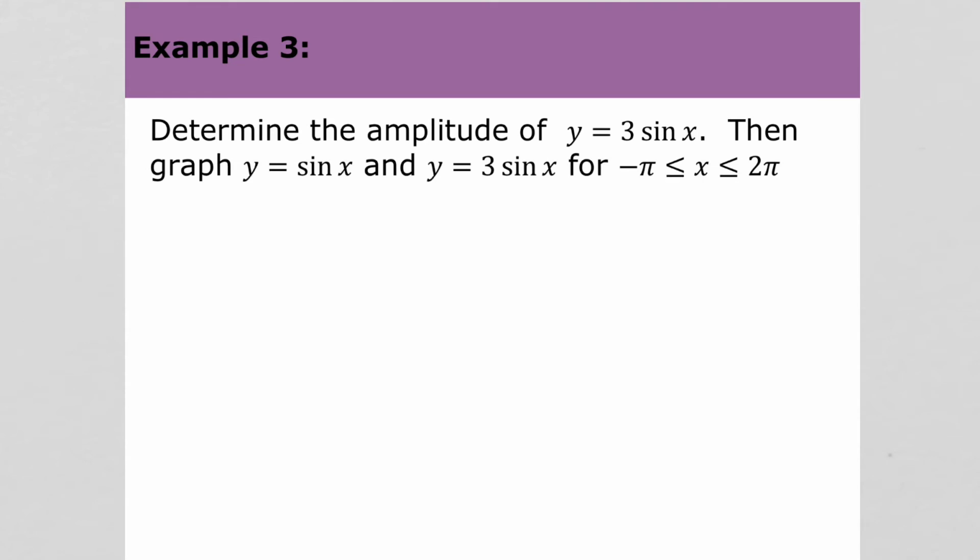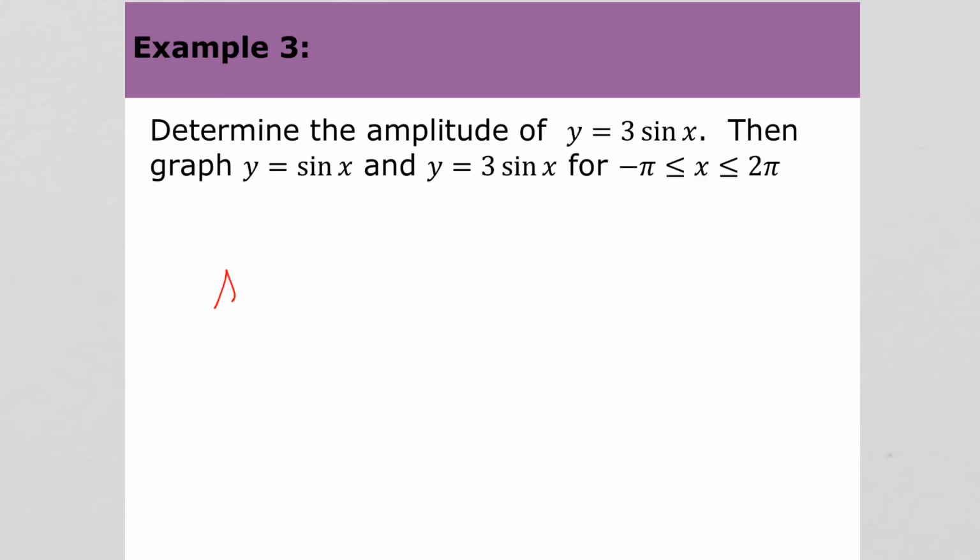It says determine the amplitude of y equals 3 sine of x. Then graph y equals sine of x and y equals 3 sine of x for negative pi to 2 pi. I've got so many blank pages. The amplitude is this number in front. So it's the absolute value of 3, which is, of course, just 3.